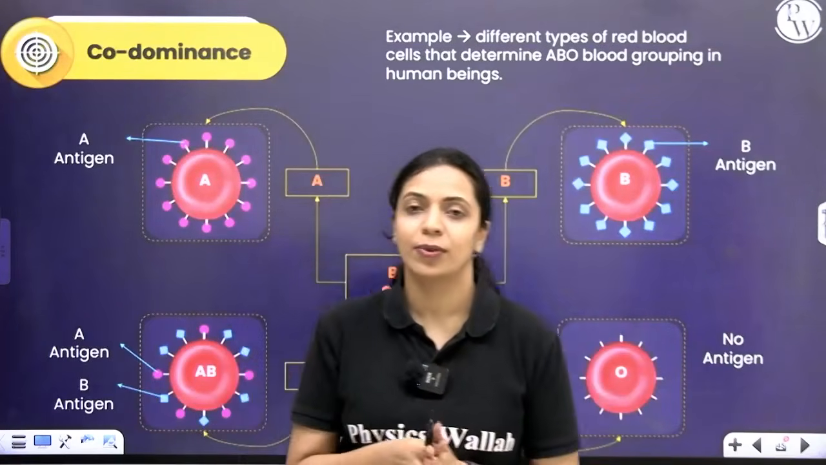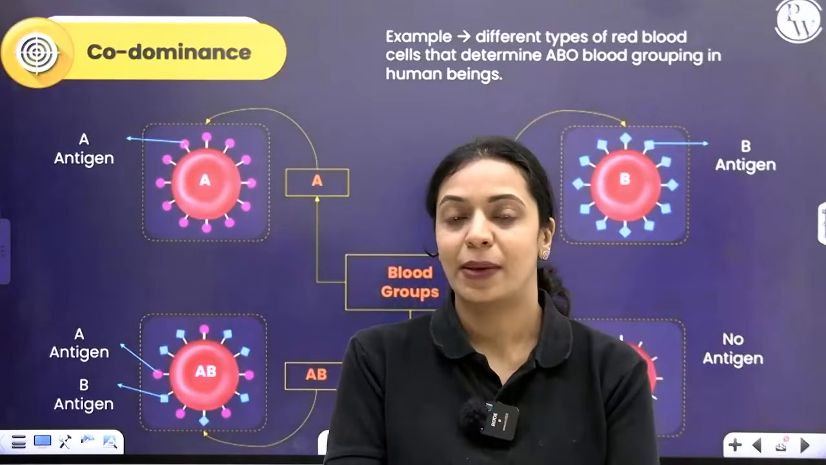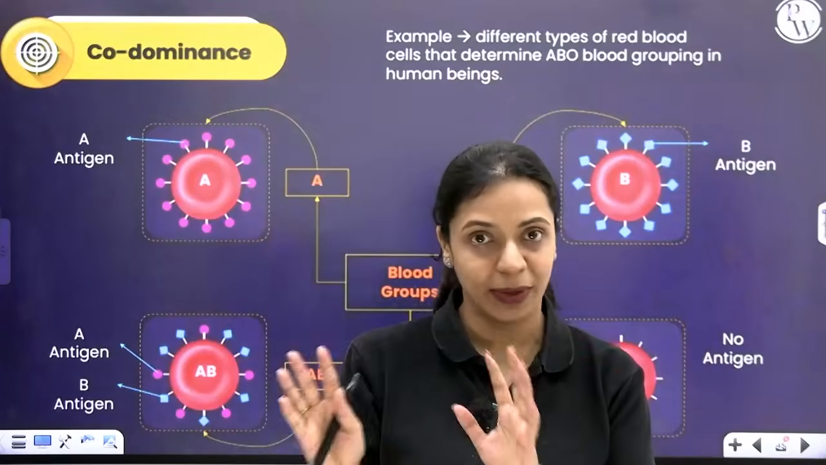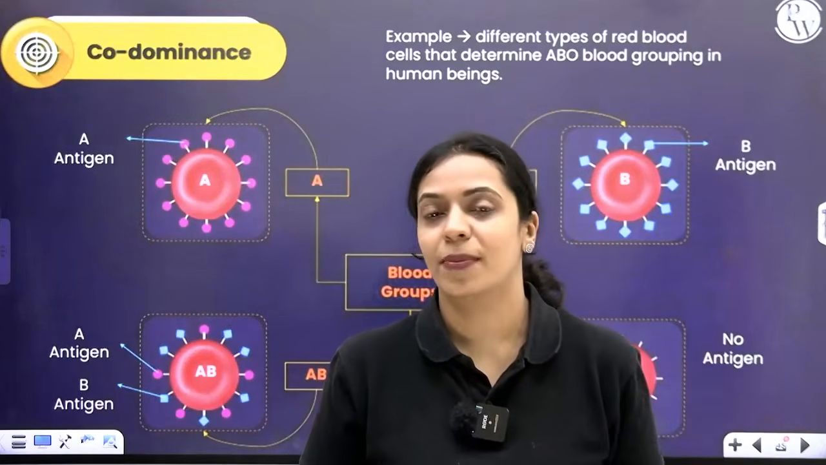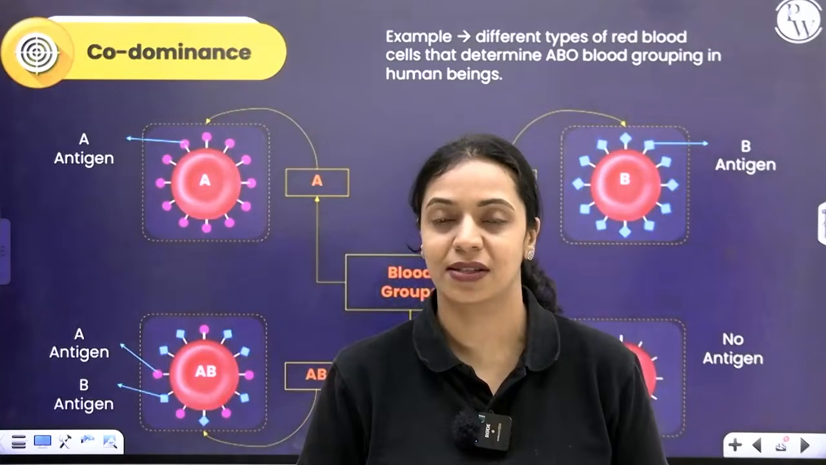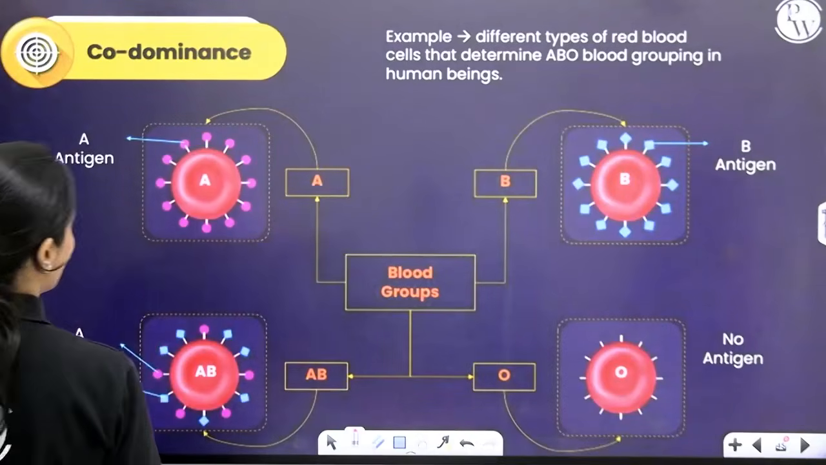In incomplete dominance, we saw that there are dissimilar alleles. Neither of these phenotypes will express in the F1 generation; we will get a brand new phenotype that is intermediate between the two parental phenotypes, right? In codominance, when there is a dissimilar pair of alleles, both of them will simultaneously express. Co means together, right? Both of them simultaneously expressing is called codominance.